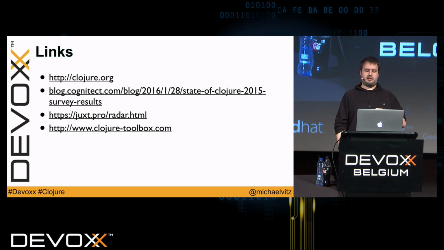Juxt is another company that uses Clojure in the wild, which has a radar like the ThoughtWorks one, if I remember correctly. And Clojure Toolbox is basically like Ruby Toolbox. If you have a problem and are searching for a library, you can just type "text formatting" and it shows you a list of libraries you can use for it.